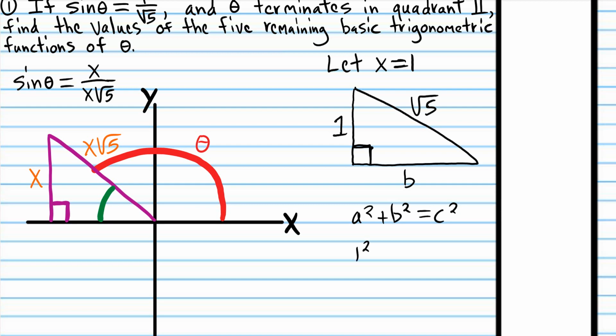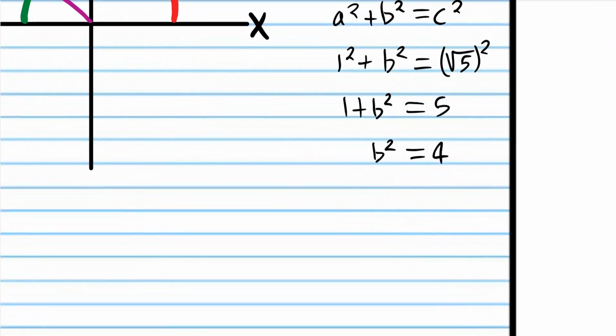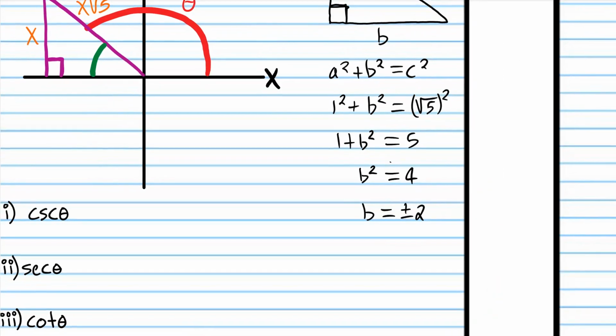And we have 1 squared plus b squared is equal to the square root of 5 squared. So we have 1 plus b squared is equal to 5. Subtract 1 from both sides. And if we square root both sides, we get b is equal to plus or minus 2. And you don't have to show the square rooting. That's okay. You don't have to show that.